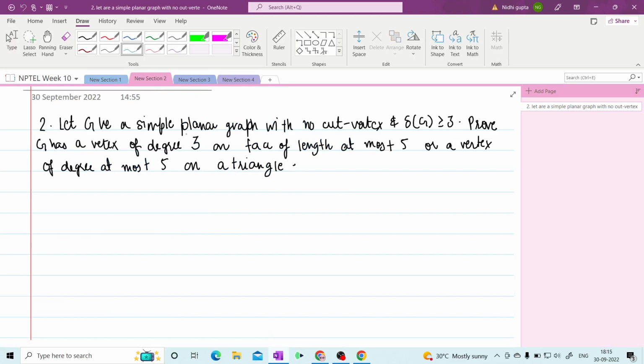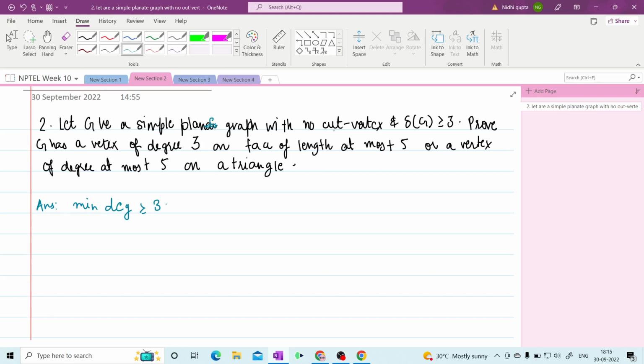The next question: we again have a simple plane graph with no cut vertex, and delta G is greater than or equal to 3. That means the minimum degree is greater than or equal to 3, so each vertex has degree at least 3. Then we have to show that G has a vertex of degree 3 on a face of length at most 5, or a vertex of degree at most 5 on a triangle.